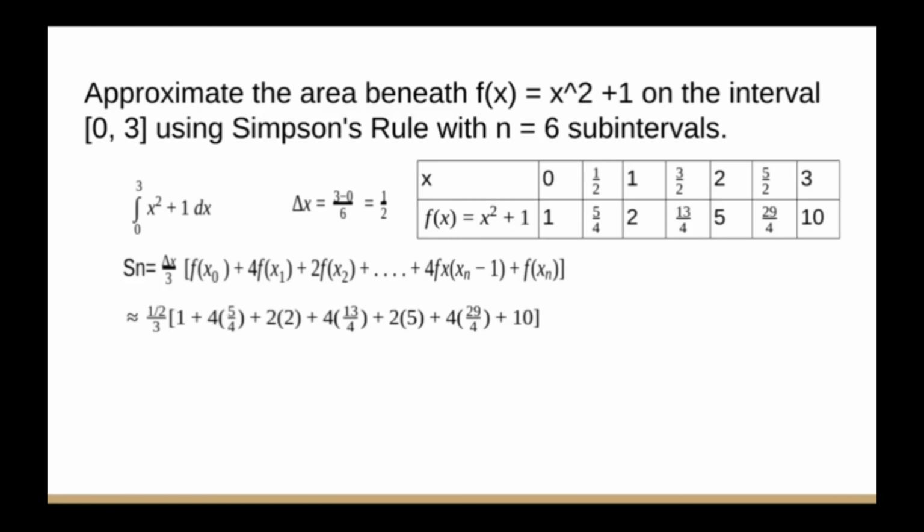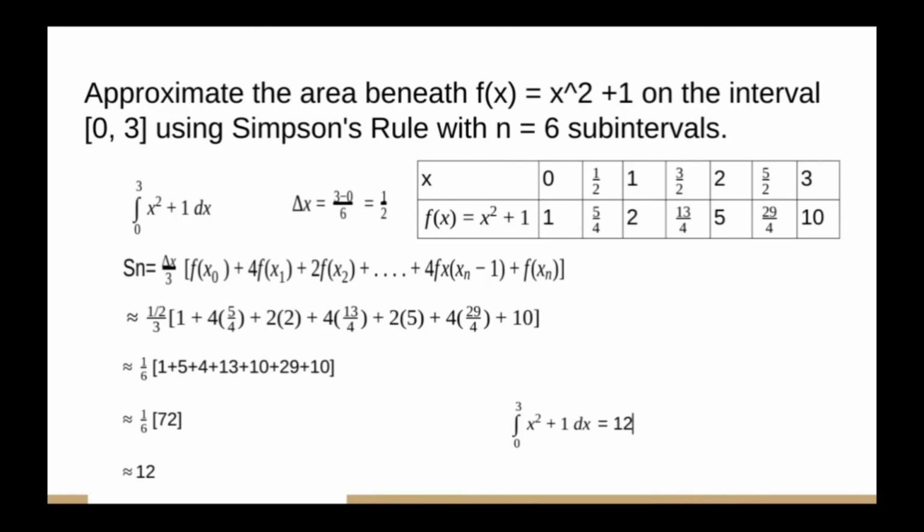So it becomes 1/2 over 3 times 1 plus 4 times 5 over 4 plus 2 times 2 plus 4 times 13 over 4 plus 2 times 5 plus 4 times 29 over 4 plus 10. Using a calculator, the answer is 12. To check if it is accurate, for this problem only, since not all are the same, we use the calculator's integral function, type x squared plus 1 dx, from 0 to 3. The answer you get is 12. So we can say that Simpson's rule is accurate. But there are problems where it is not exactly accurate, although the error is still small.